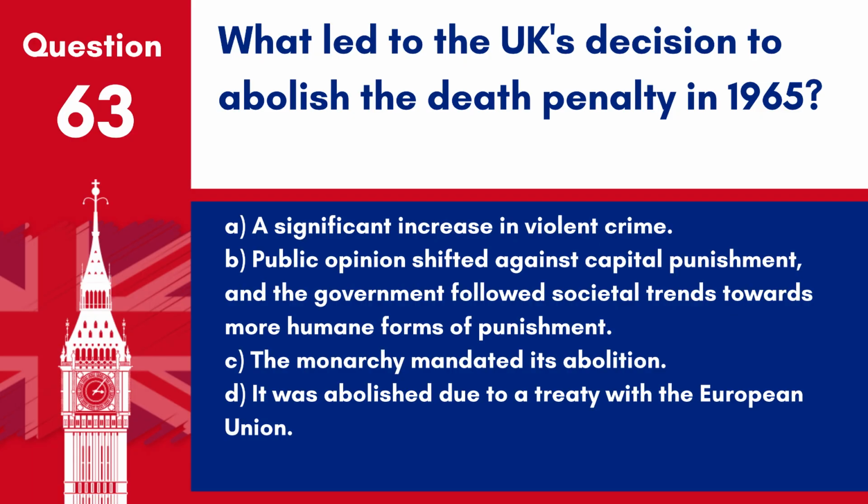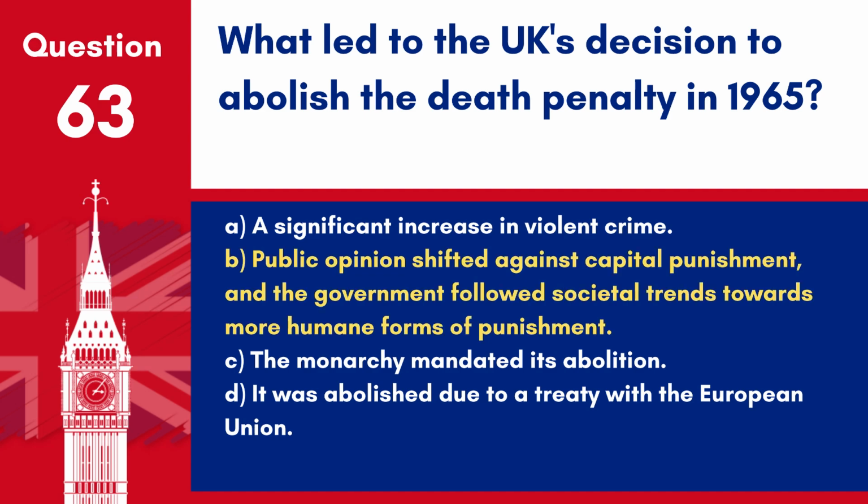A. A significant increase in violent crime. B. Public opinion shifted against capital punishment, and the government followed societal trends towards more humane forms of punishment. C. The monarchy mandated its abolition. D. It was abolished due to a treaty with the European Union.